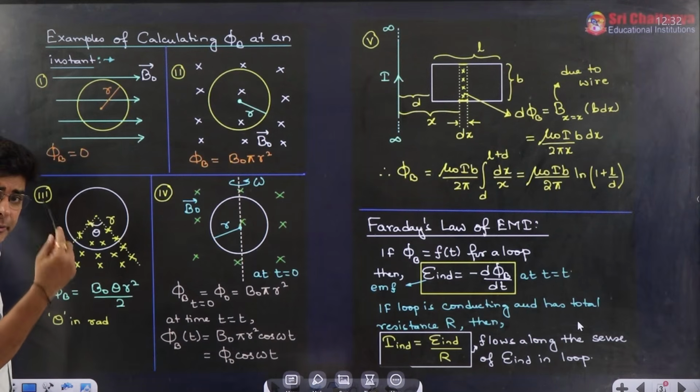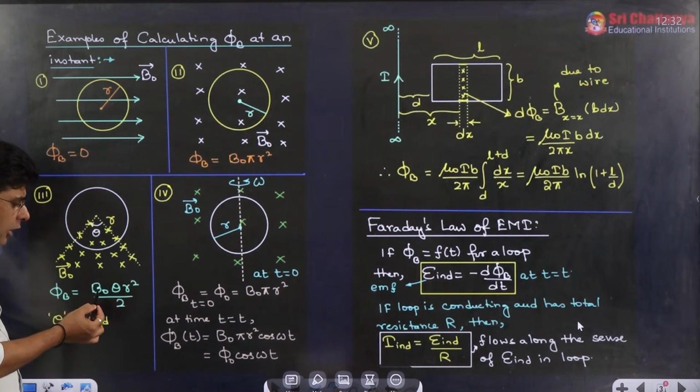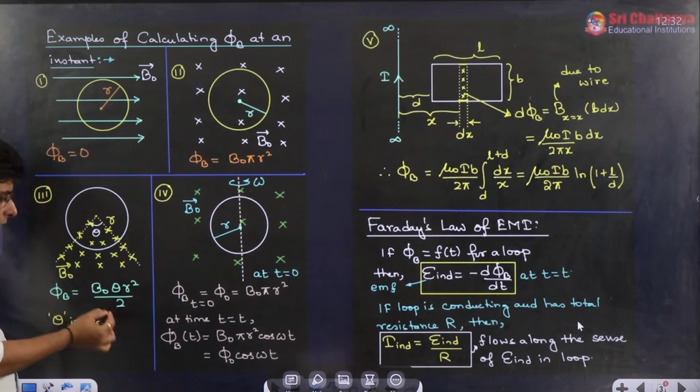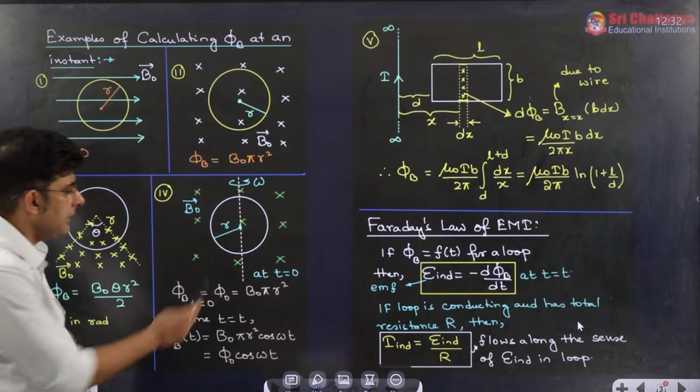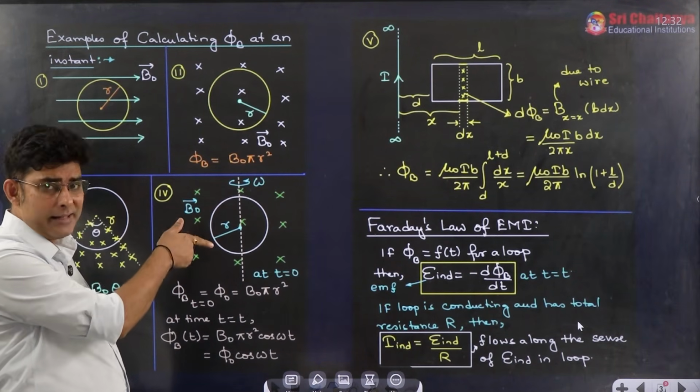Why am I taking field into area again and again? Because the field lines are perpendicular, so the B vector and area vector are in the same direction. So flux is B naught into the area of the sector, which is linked with the magnetic field, so θr² by 2.